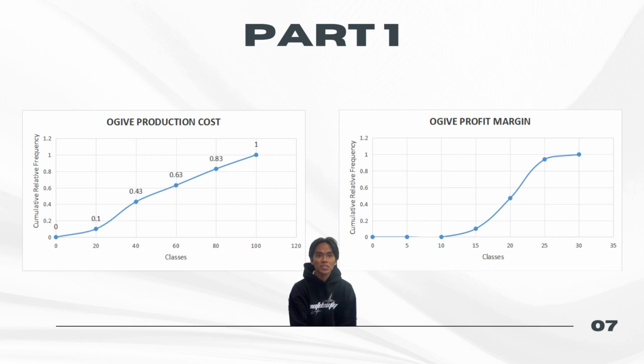In contrast, the profit margin OGIF has a more gradual curve, suggesting a wider range of profit margins among the companies. This suggests that while lower production costs can contribute to higher profit margins, other factors like pricing strategies, market dynamics, and operational efficiency also play significant roles in determining profitability.